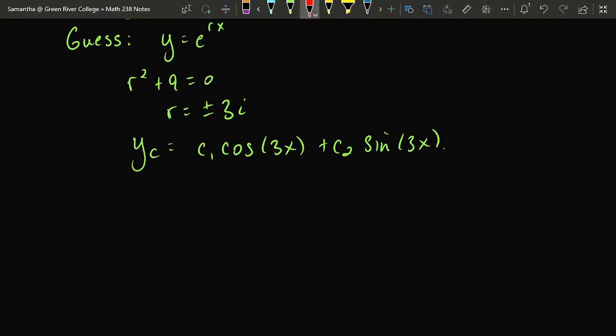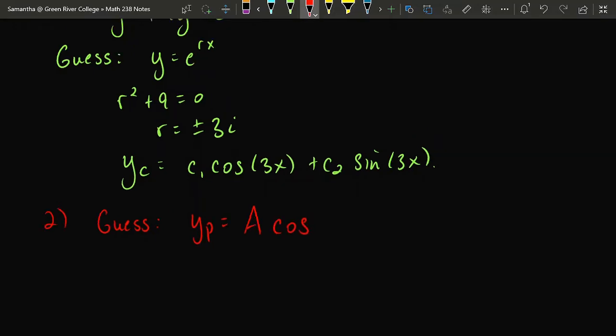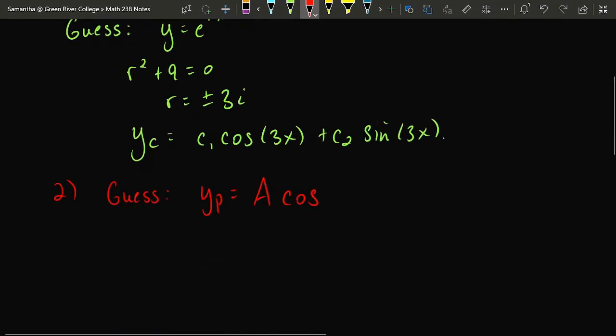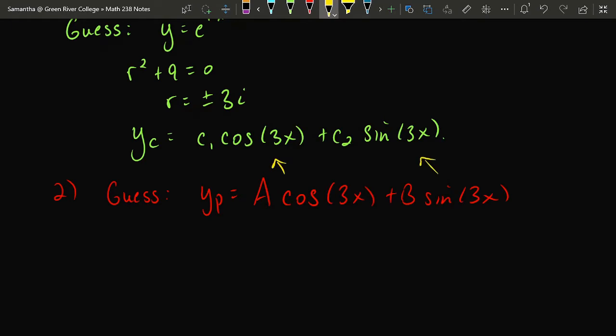My original guess at a particular solution, yp, would be some number a times cosine of 3x, to match this cosine 3x on the right side here, plus b sine 3x. But we can already see that this guess is going to be cursed. It's not going to work out because our initial guess coincides exactly with our complementary function.